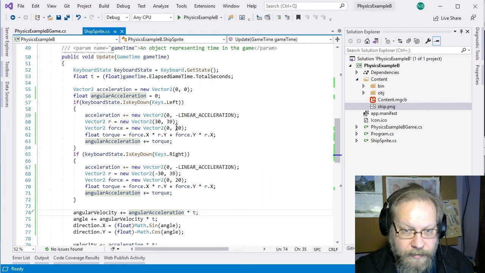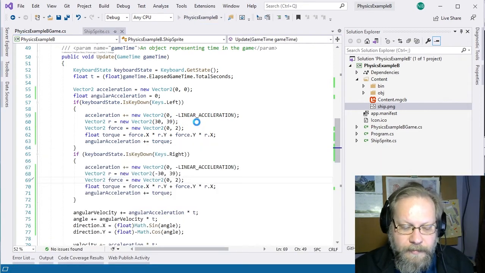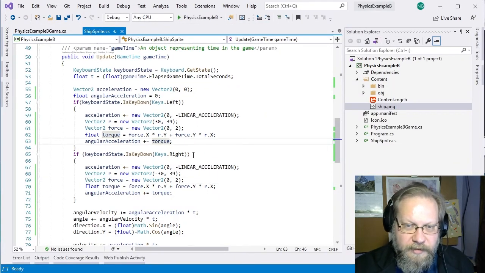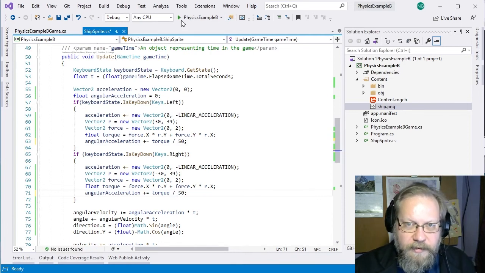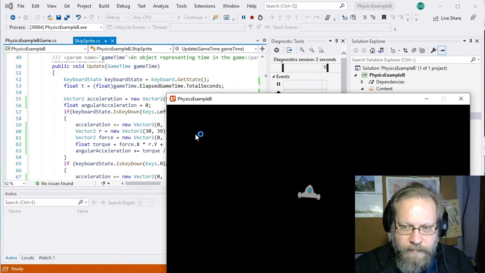Let's take this force down to 2. There we go. If I push on the right engine, right engine, left engine, that's still quite a bit higher. So we basically could take this torque and divide it by, say, 50 to account for our moment of inertia. If we run that, there you can see we're starting to get slower motion.